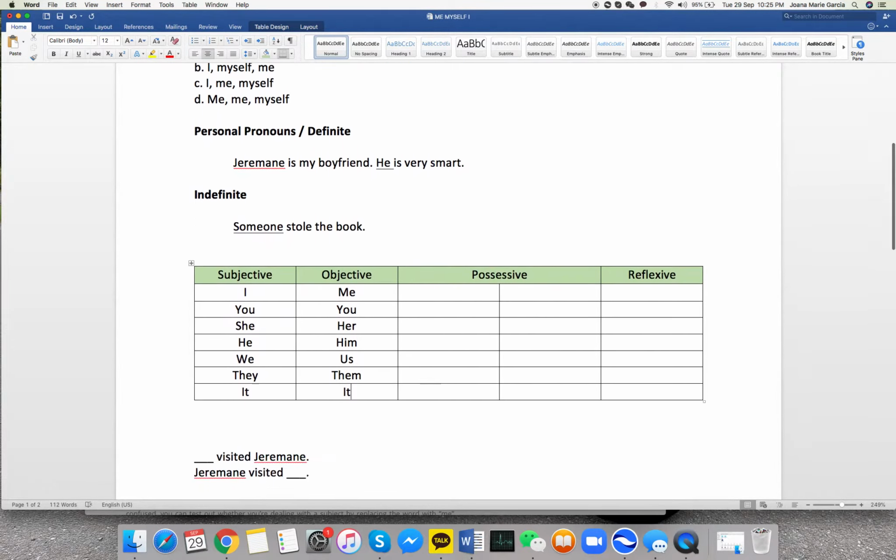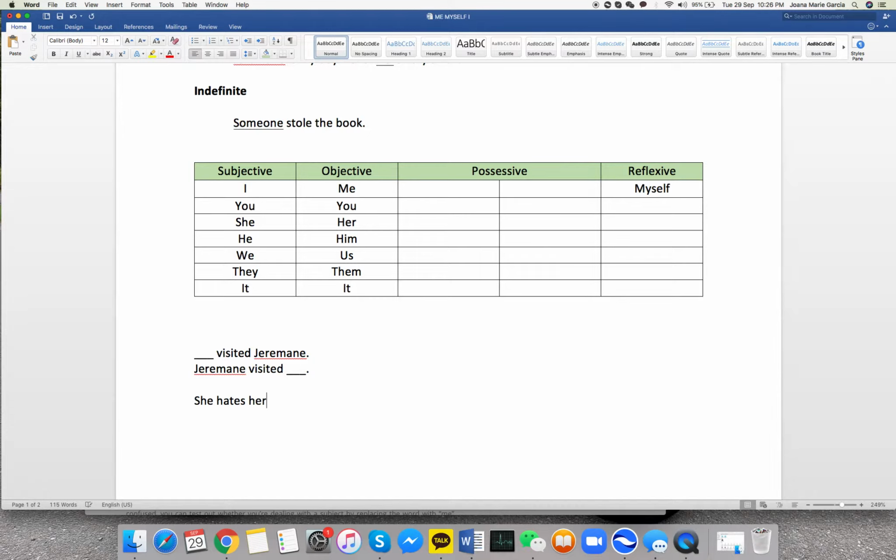So we have myself. Remember this: the subject should be the same as the reflexive pronoun. For example, if I say she hates herself, she and herself are the same person here. If I say she hates her, this is another girl.